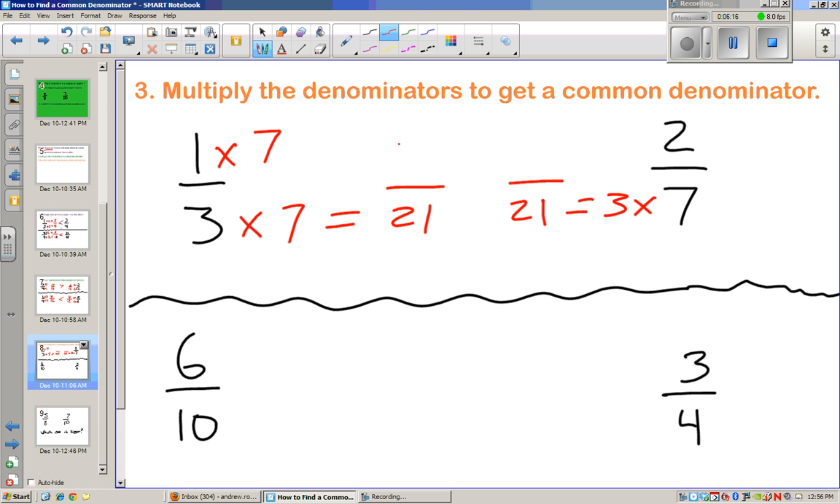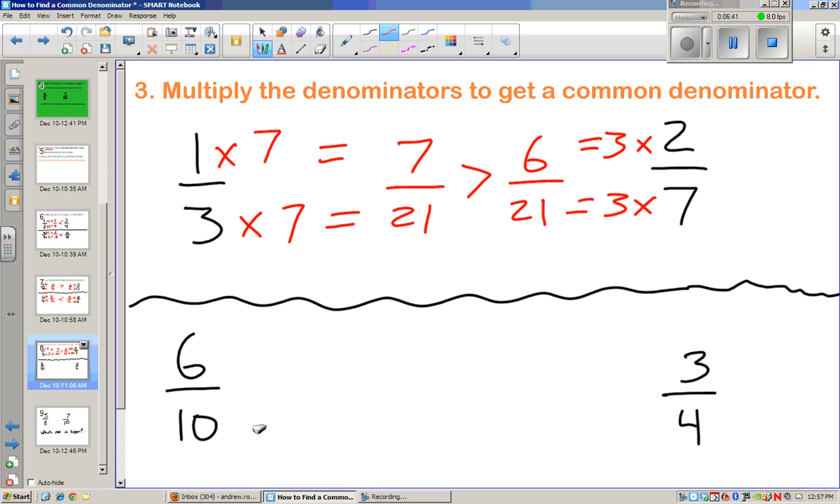1 times 7 is 7. So 1/3 equals 7 21sts. And then I need to multiply this by 3. 2 times 3 is 6. So 2 sevenths becomes 6 21sts. So which is bigger, 7 21sts or 6 21sts? Well, 7 21sts is bigger.